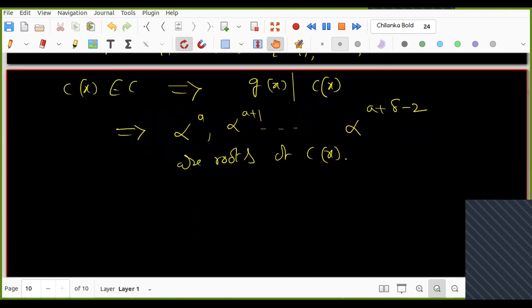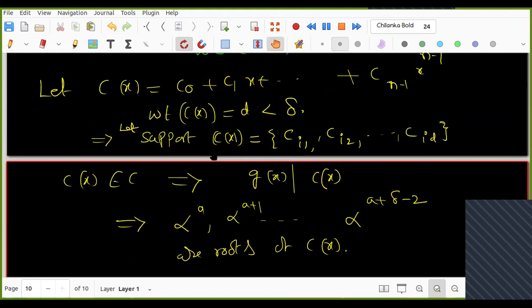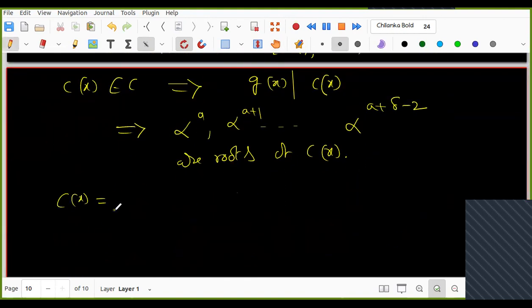How do you get it? Where are you going to use these things? That is now a cakewalk. What do you mean by these being the roots of the polynomial? Now, how does C(x) look after having the support? The remaining coefficients are zero, right? So it is c_I1 times x to the power I1, and so on. I don't know exactly yet.